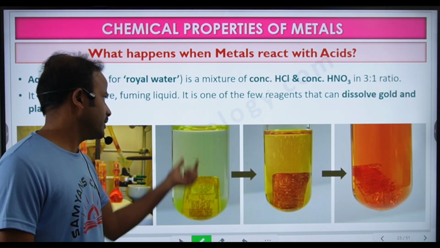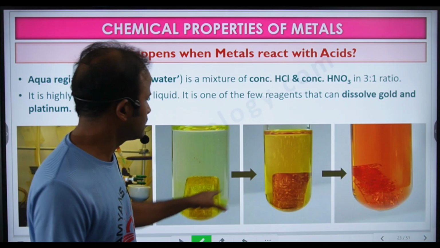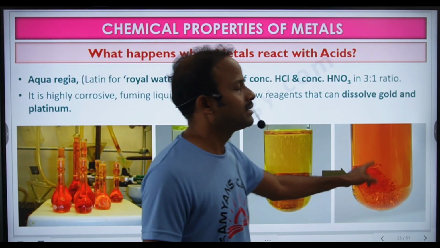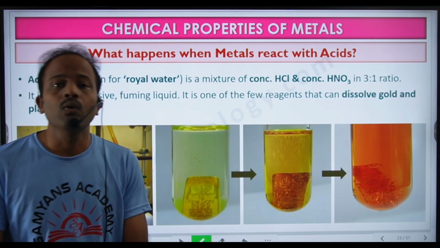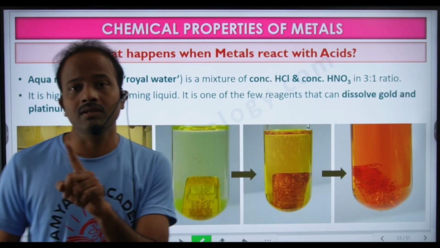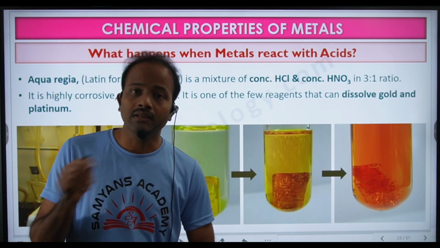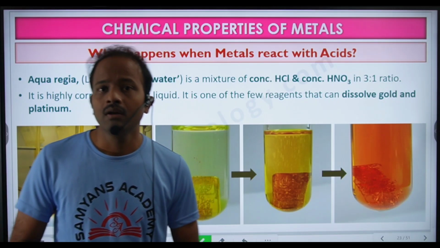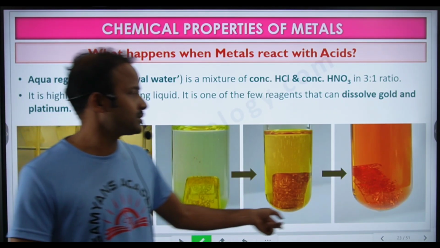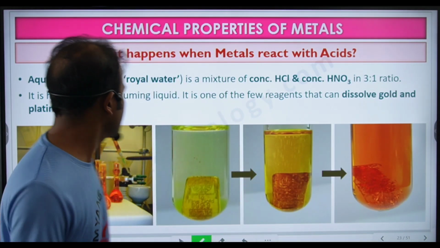So when you keep the gold biscuit in the aqua regia, you see slowly the color of the solution turns golden yellow. That indicates the gold is dissolving in aqua regia. But gold does not react with HCl alone or HNO3 alone. When HCl and HNO3 are mixed in the 3:1 ratio, and you put gold coins or a gold biscuit in that solution, the gold dissolves and forms a solution like this. That means gold reacts with aqua regia.